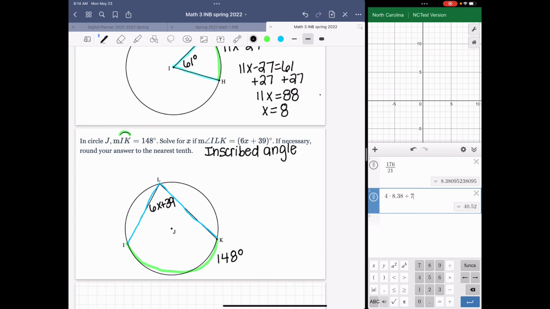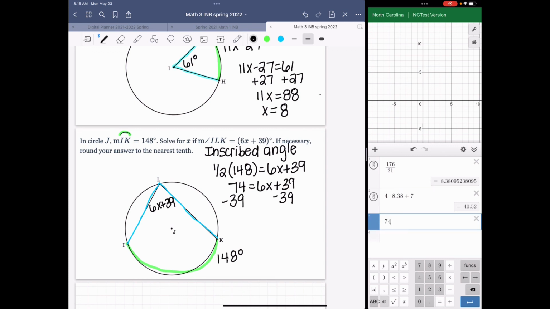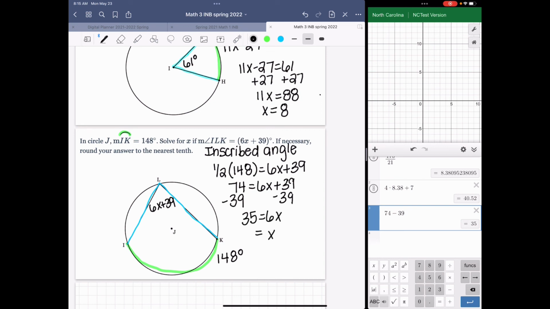So when we set this up, we know that 1/2 of 148 is equal to 6x plus 39. All right, so 1/2 of 148 is going to give me 74, and that's going to equal 6x plus 39. And then we're going to solve it. So we're going to subtract 39. We have 74 minus 39, and we get 35 equals 6x, and then divide, and x equals 5.